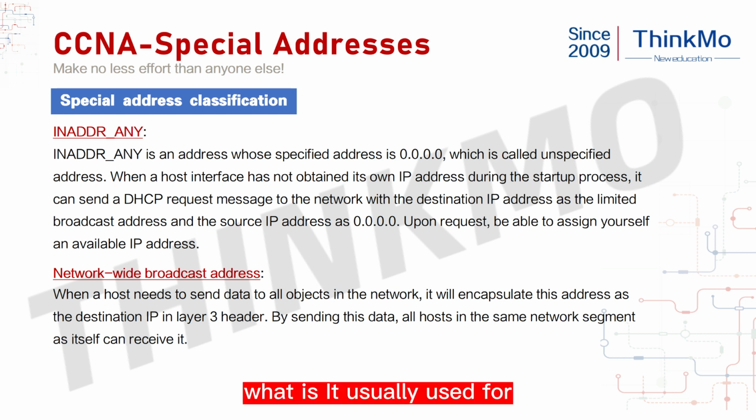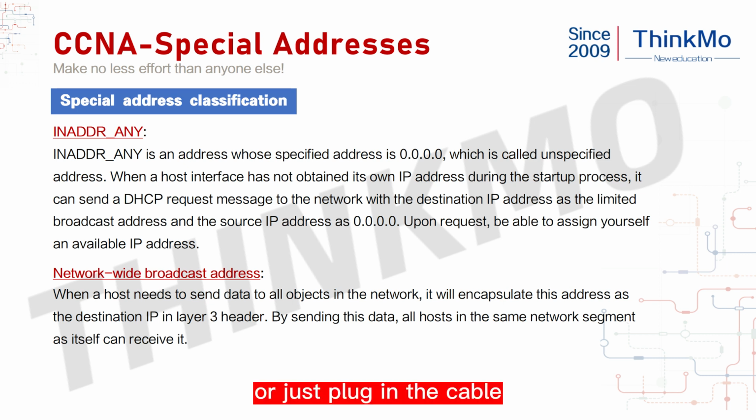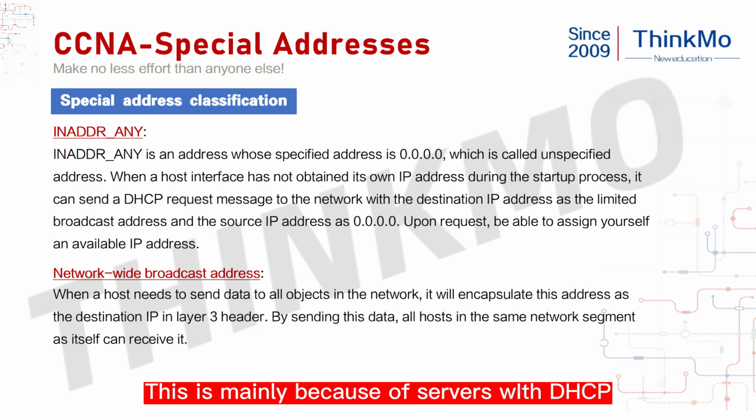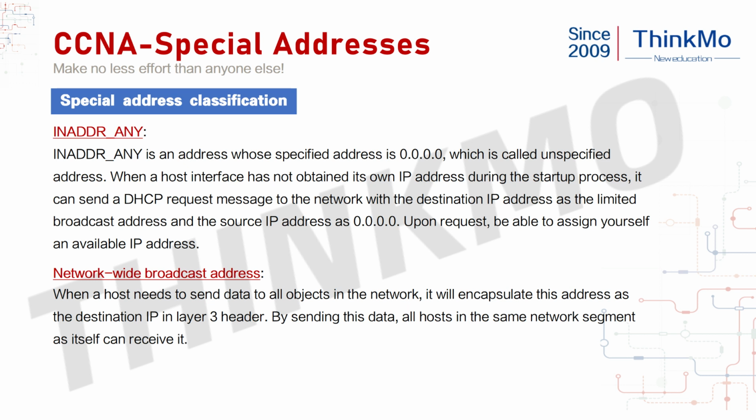What is it usually used for? For example, at home with broadband, phones are directly connected to Wi-Fi, or you just plug in the cable. It's ready to use. It's not on the device. Manually configure the IP address. This is mainly because of servers with DHCP. It's a special address delivery. It's similar to TP-Link or a 360 W3, these little routers. It's like a DHCP server.